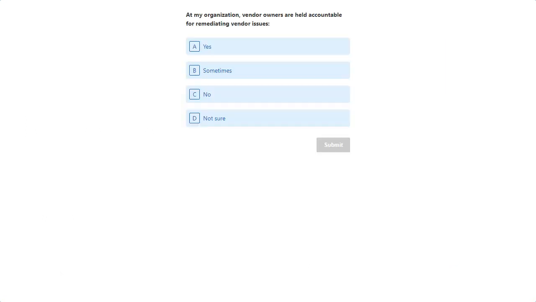The third poll question of the day is, at my organization, vendor owners are held accountable for remediating vendor issues. Yes, sometimes, no, or not sure.